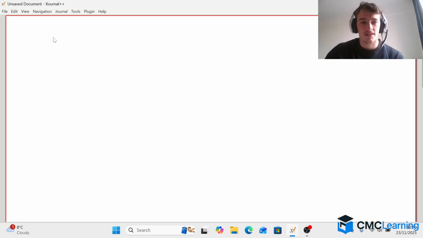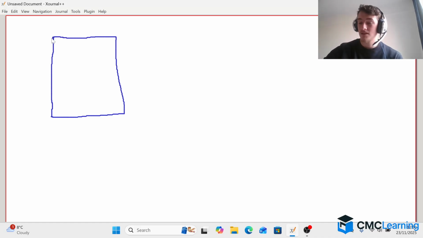Let's say I had a rectangle. You're going to have to take my word that these lines are straight. It's got one side length A and one side length B. Okay?